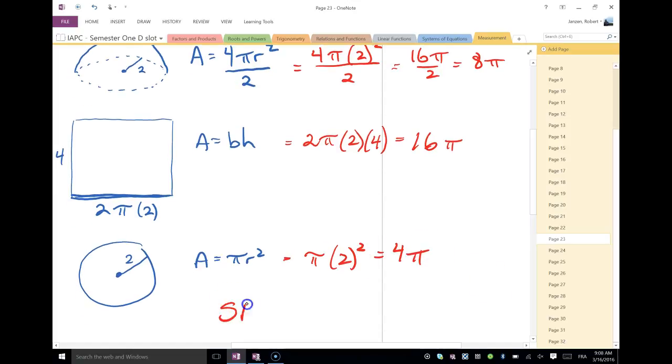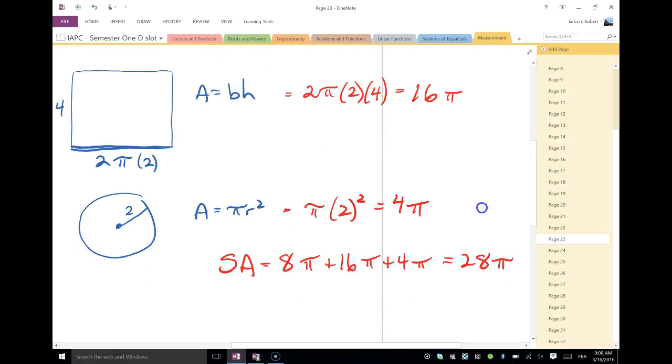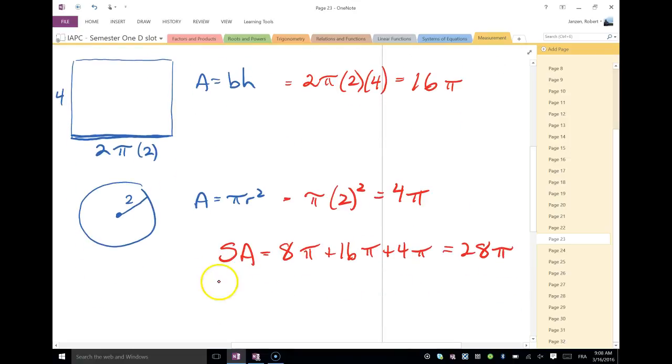So, adding them all up, the surface area of this shape is 8 pi plus 16 pi plus 4 pi, which equals 28 pi. That we'll call a pre-cal answer, right? It's the exact answer. There's been no rounding off yet.